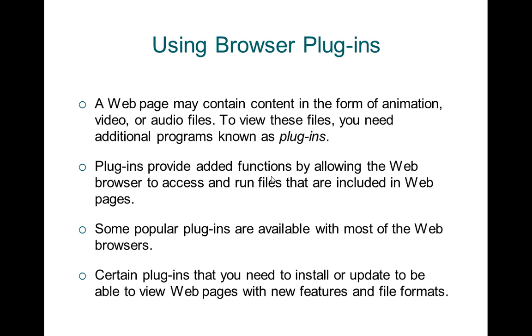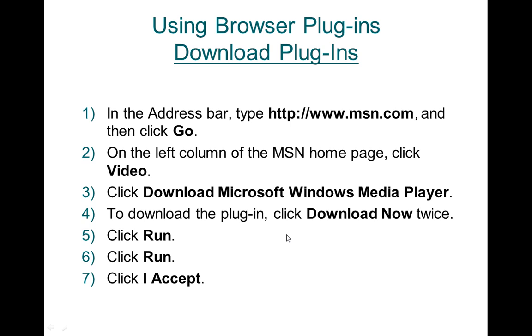Then the next point says some popular plugins are available with most web browsers. Means whenever you opt for a web browser, a pop-up will appear for the popular plugins that are available with the browser. Then next, certain plugins you need to install or update to be able to view web pages with new features and new formats. Means whenever you update, the new version or the new plugin will be installed for web pages with their new features and file formats.